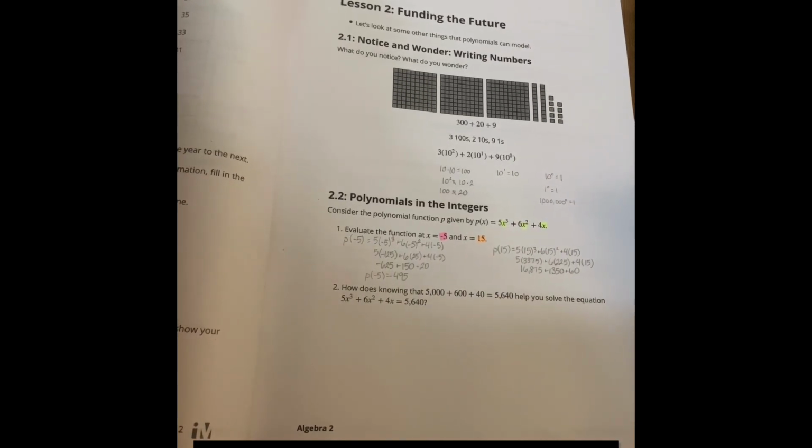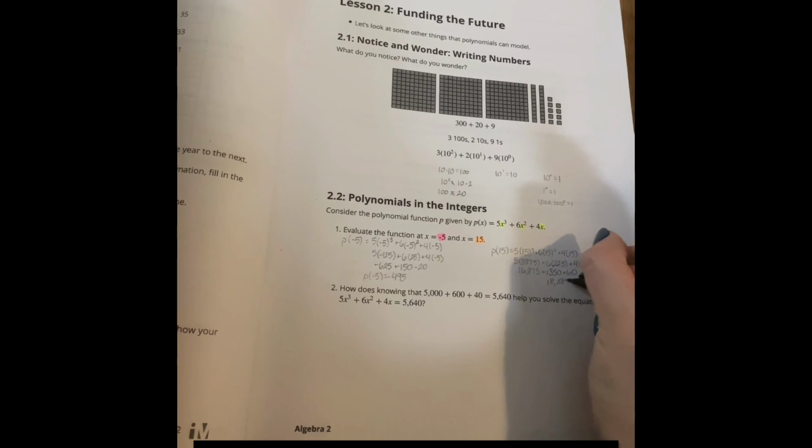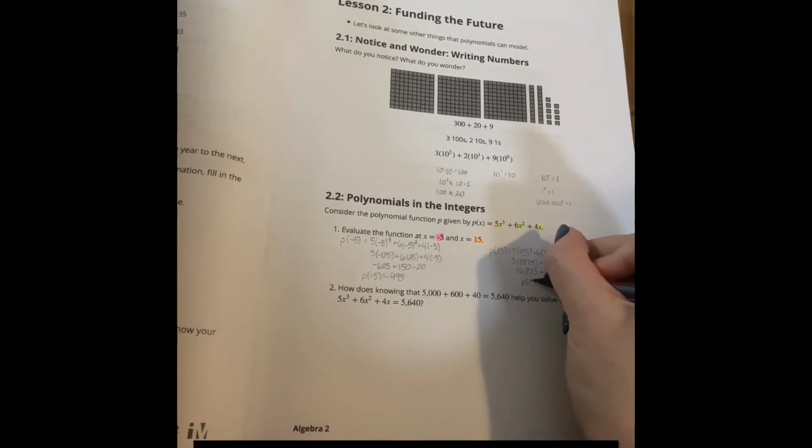So when I put all of these into the calculator, I get 18,285. And again, that's p of 15.